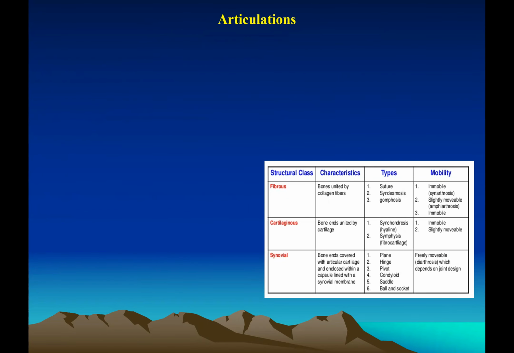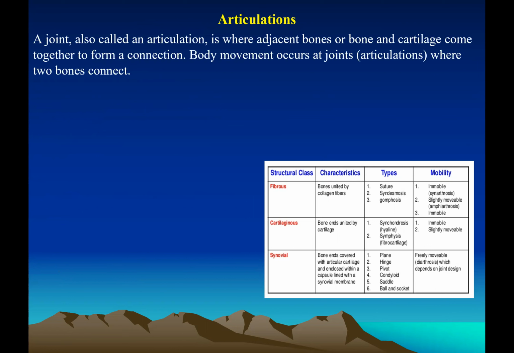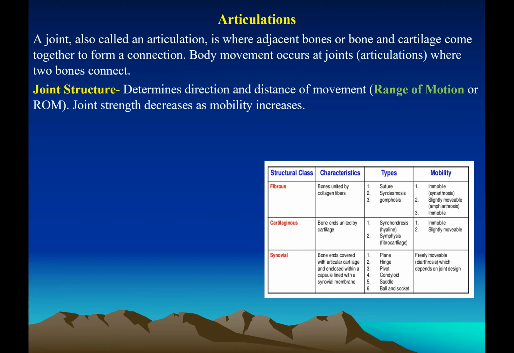When we say articulate, it means to join. So, an articulation is where two bones come together, adjacent bones or bone and a cartilage, to form a connection. And body movement occurs at these joints where the two bones connect. We have about 360 joints in the human body.